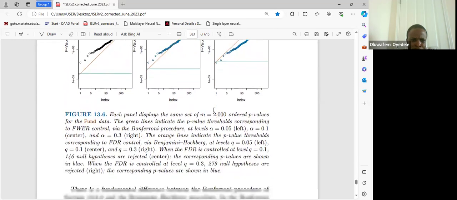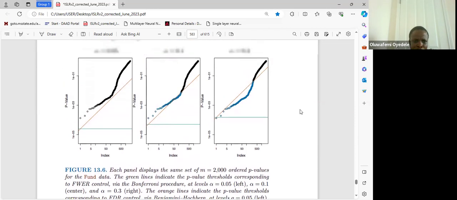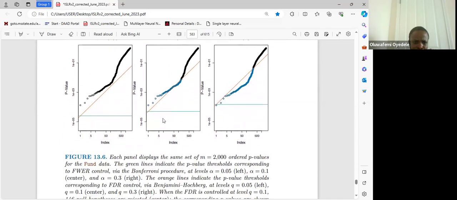Okay, so they say the green lines indicate the p-value thresholds corresponding to the false family-wise error rate control, here for any procedure at level 0.05 on the left, 0.1 in the center, and 0.3 on the right. Then the orange line indicates the p-value threshold corresponding to the false discovery rate. So this is the false discovery rate.